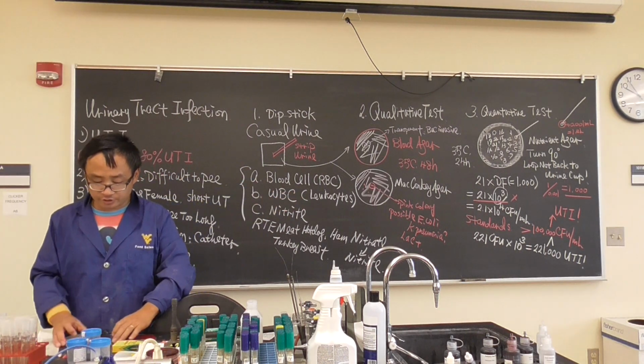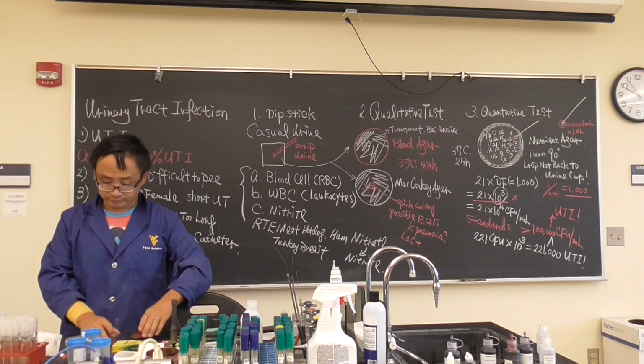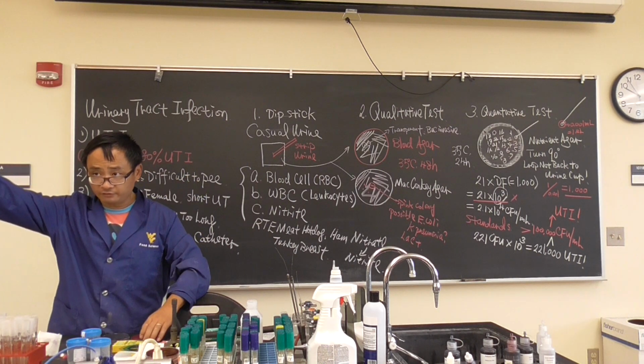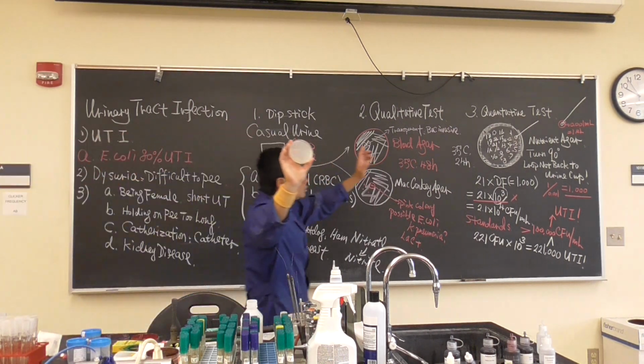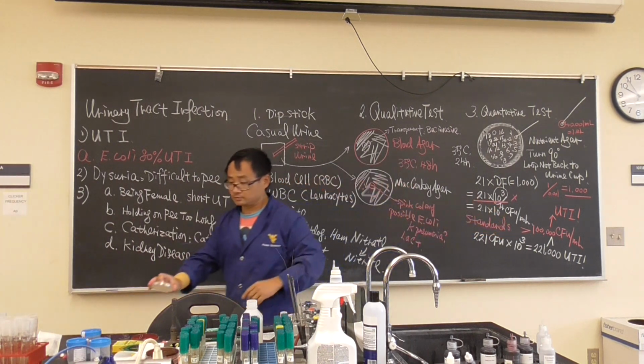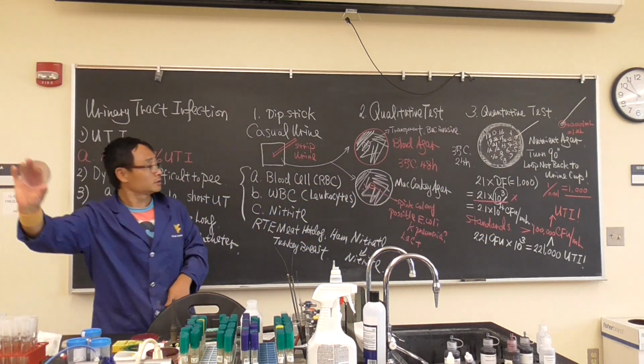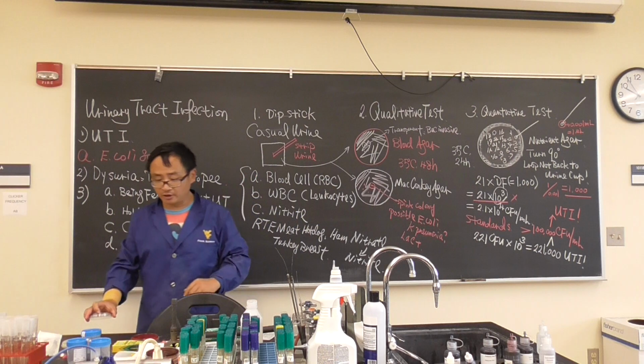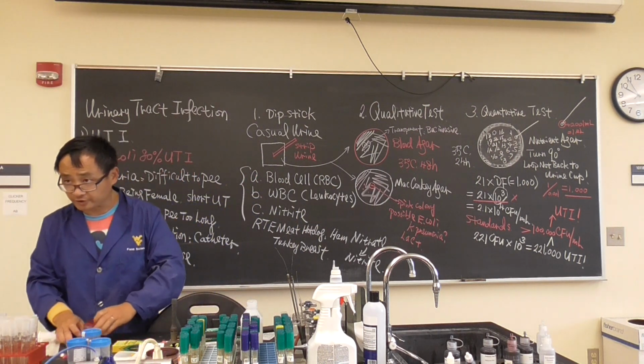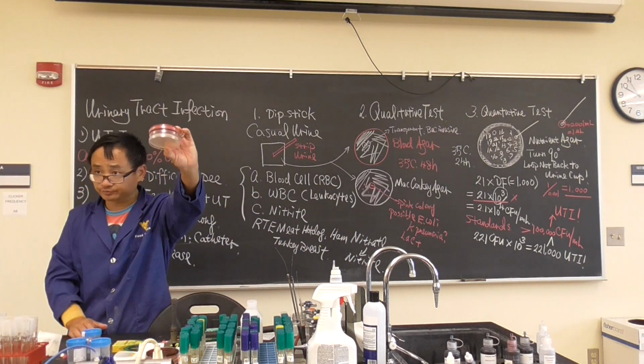Then you will get 3 agar plates. Neutral agar for the quantitative test. MacConkey agar and blood agar for the qualitative test. So you get 3 agar plates.